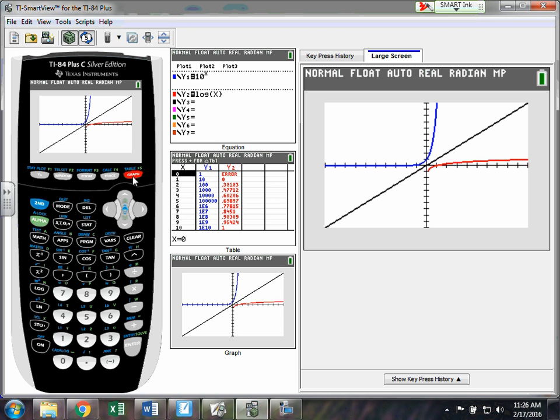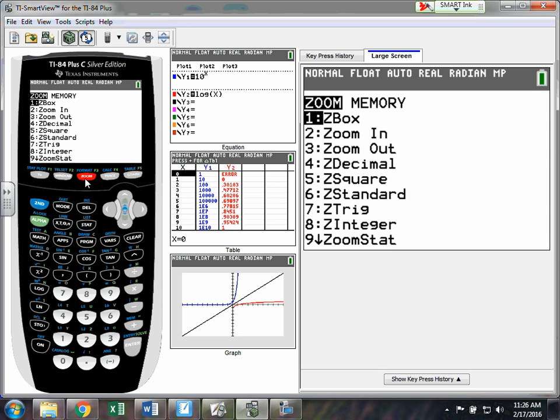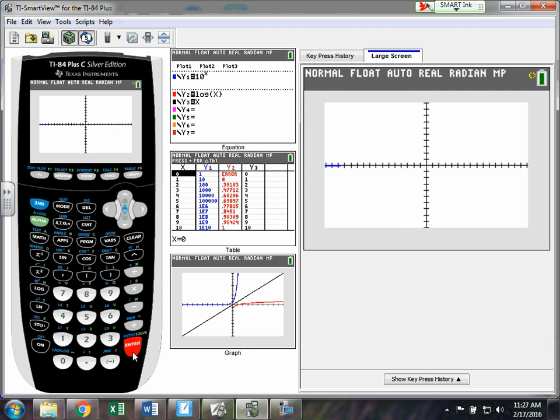And instead of using the standard window, I'm going to use zoom square. Remember, we've discussed way back in chapter 1 that the graphing calculator has a problem because the number of pixels wide does not match the number of pixels tall. And so graphs get distorted because of that. However, if we choose zoom square, it will alter it so that it actually does look like a more appropriate graph.